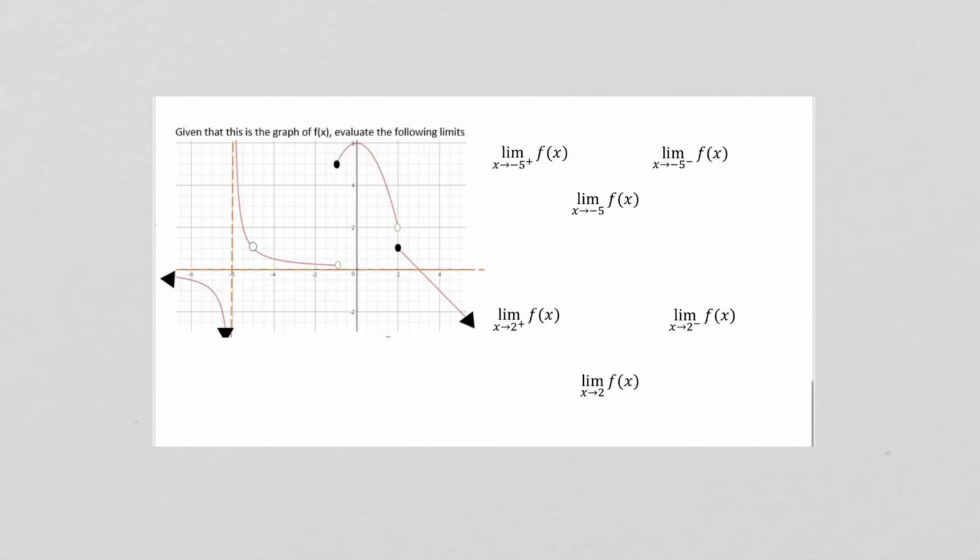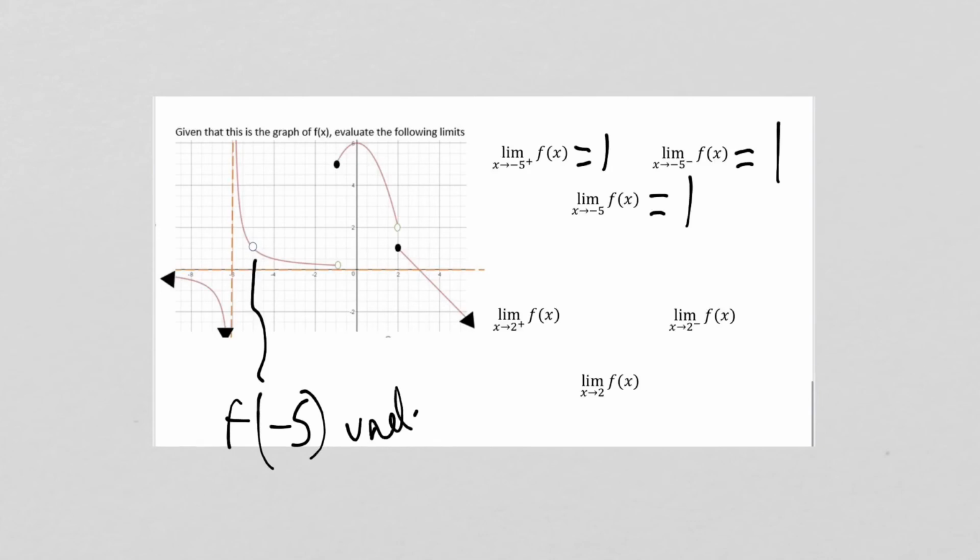Here's the limit as x approaches negative 5, which is right here, from the left, the right, and from both sides. As we approach negative 5 from the left, it seems like we're approaching y equals 1. So this is going to be equal to 1. It seems like we're also approaching 1 from the other side. So the limit as x approaches negative 5 is equal to 1. But because there's a hole at x equals negative 5, we would say f of negative 5 is undefined. There's no output there. There's just a limit.